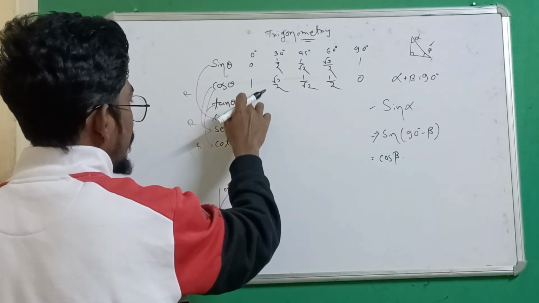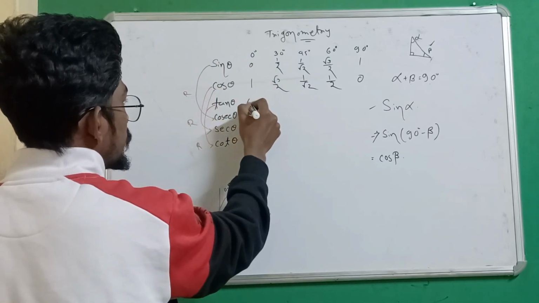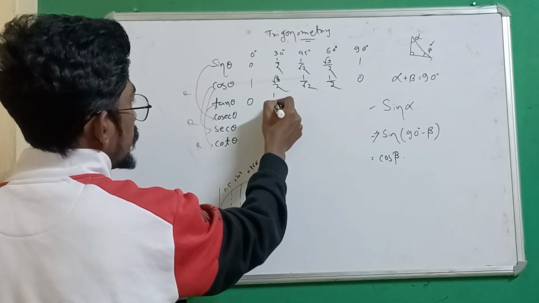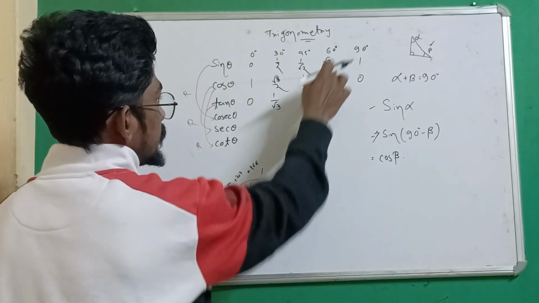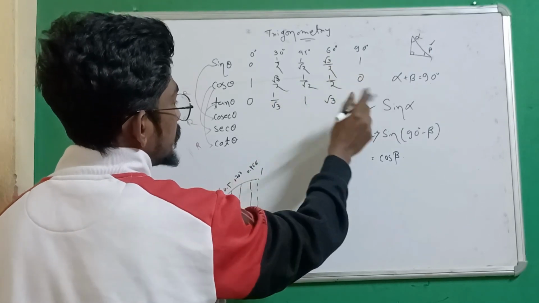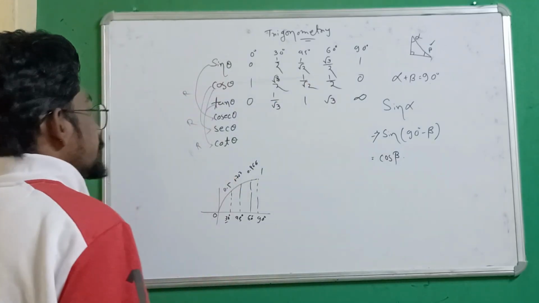Now what is tan? Tan is nothing but sine by cos. Right? That means 0 by 1 is 0. Then 1 by 2 divided by root 3 by 2 will become 1 by root 3. Then it will become 1. Then root 3 by 2 divided by 1 by 2 means root 3. Then 1 divided by 0: something divided by 0 is infinity. You cannot define the value.